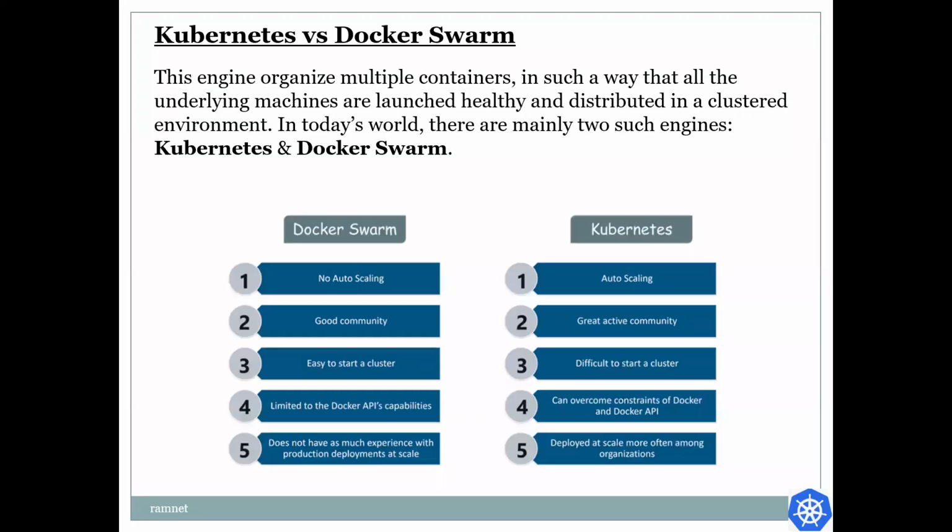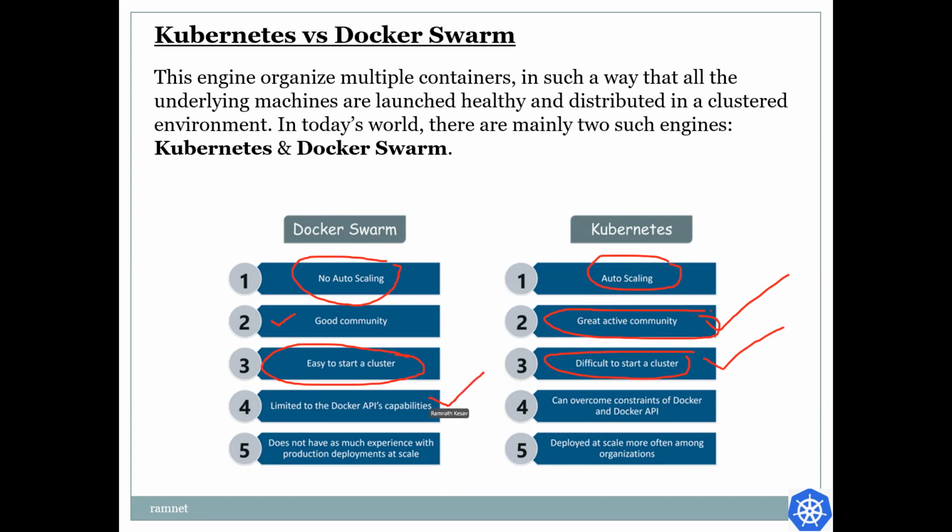So we were discussing comparing Docker Swarm with Kubernetes. In Docker Swarm, we don't have any auto scaling. But in Kubernetes, we have auto scaling. There is a good community in Docker Swarm, and people are doing a lot of development as well, but here we have a great active community going on. Easy to start as a cluster in Docker Swarm, but difficult to start a cluster in Kubernetes because of its complexity, and Docker Swarm is limited to the Docker API capabilities.